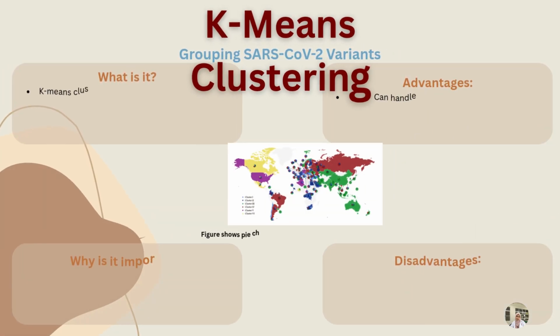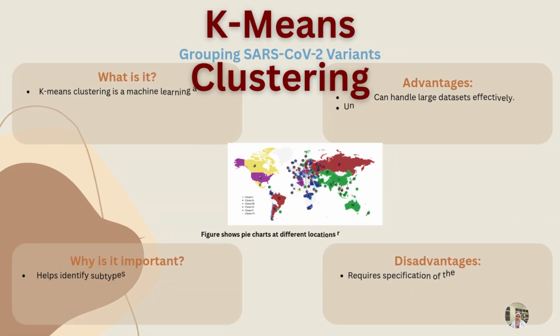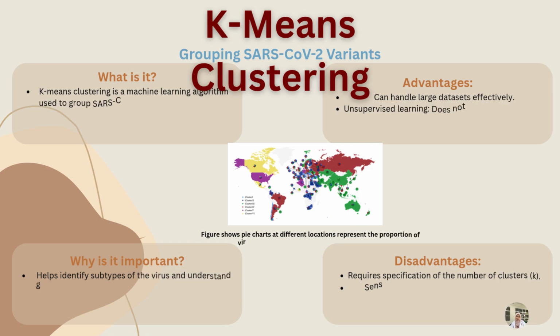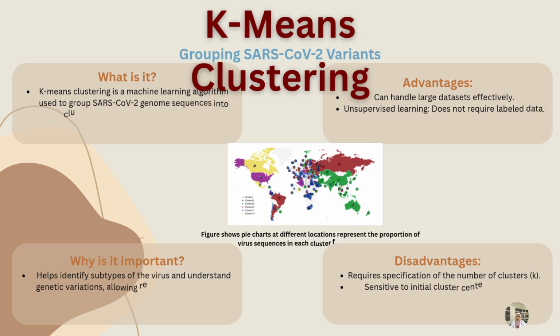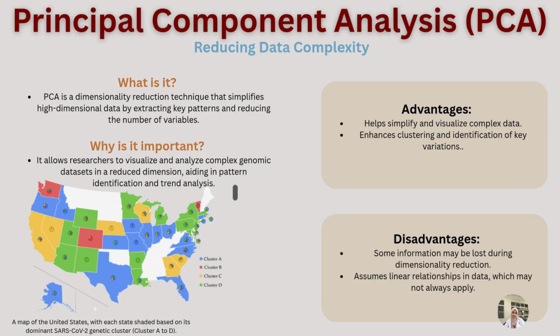Once we have genetic distances, we apply K-means clustering, a machine learning method. It groups SARS-CoV-2 variants based on genetic similarity. This is useful to track new variants, especially those that may spread faster or escape immunity. While powerful, it requires us to choose the number of clusters and is sensitive to how we start. Still, it helps uncover hidden patterns in the data.